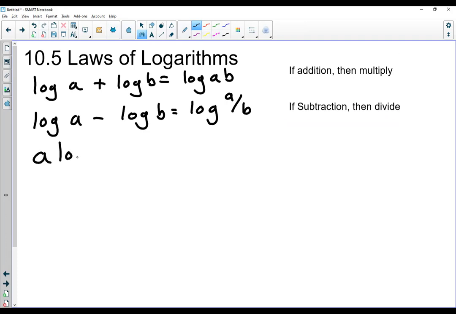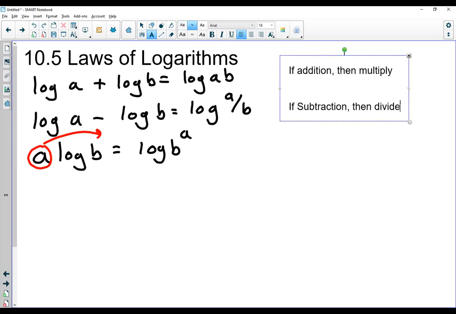A log B. So this is multiplication, so it's addition: plus log A plus log B. No, it is going to be log B to the A power. Remember, numbers in front move to the top. Oh, because it's meant to be a number. Yes.